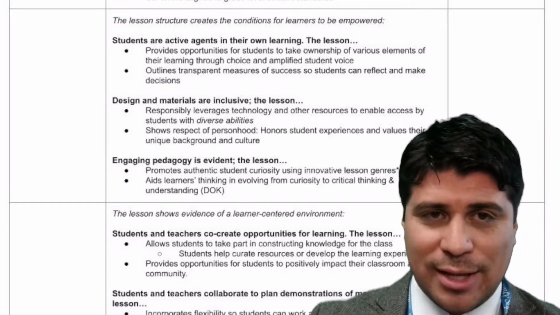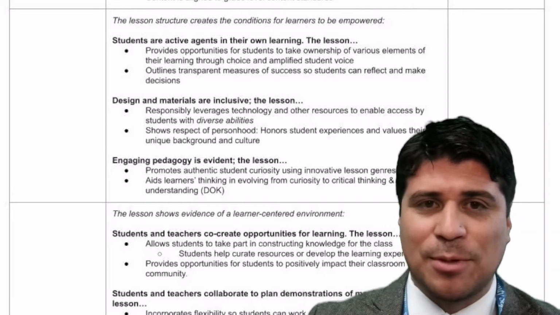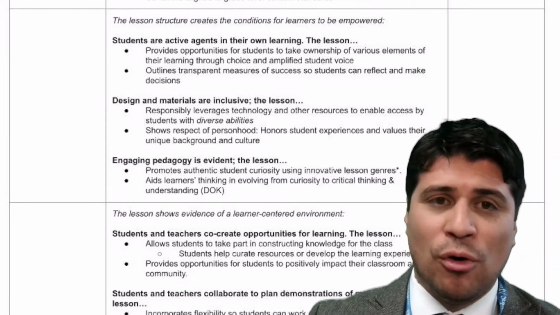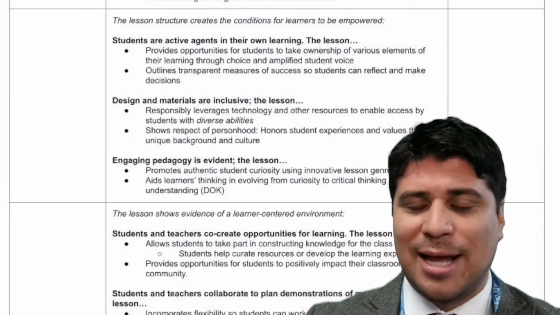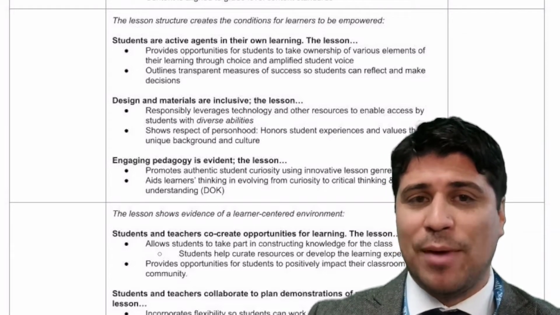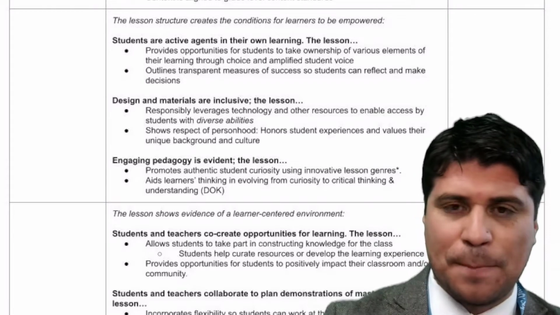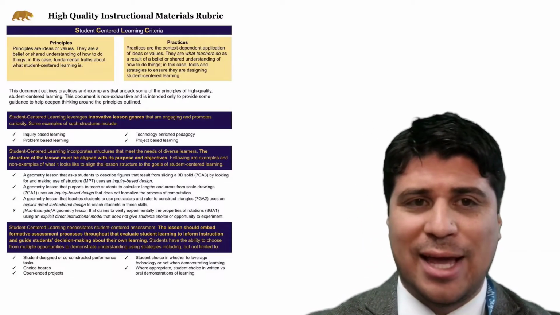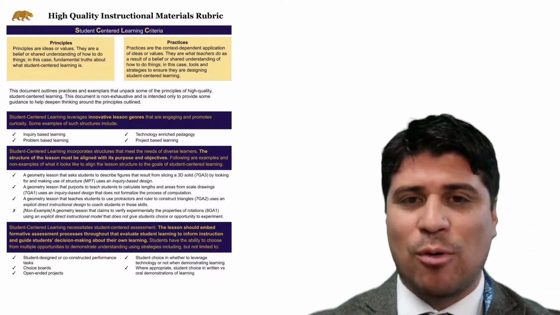So if we look at the first one there, it says students are active agents in their own learning. The lesson provides opportunities for students to take ownership of various elements of their learning through choice and amplified student voice, or outlines transparent measures of success so students can reflect and make decisions. This header does not require both bullets, it just requires one. Now the next page highlights examples and practices that would deem a lesson to be high quality.